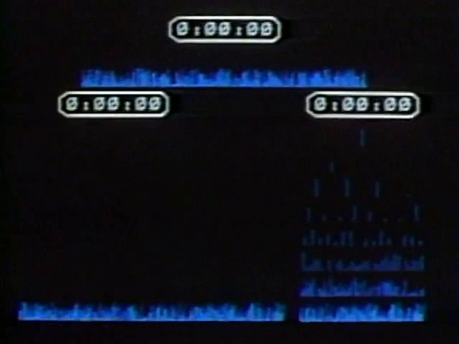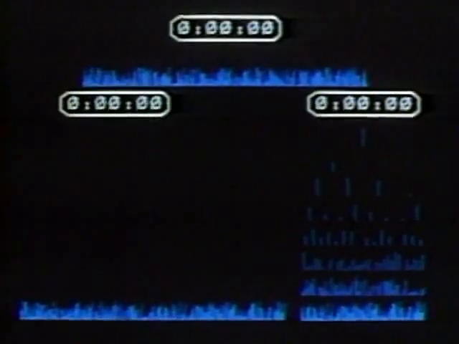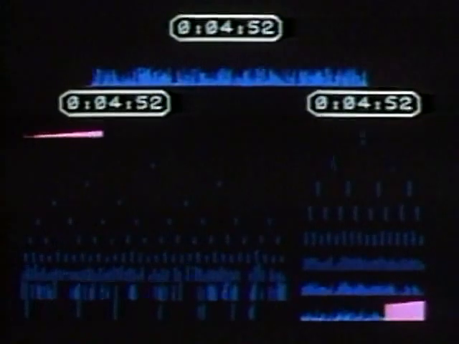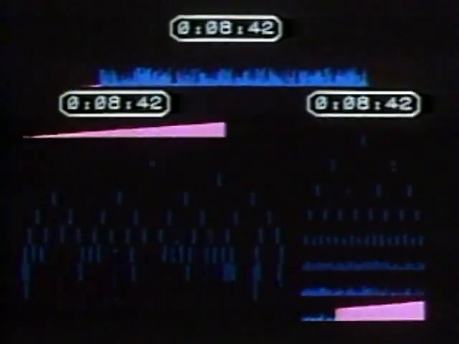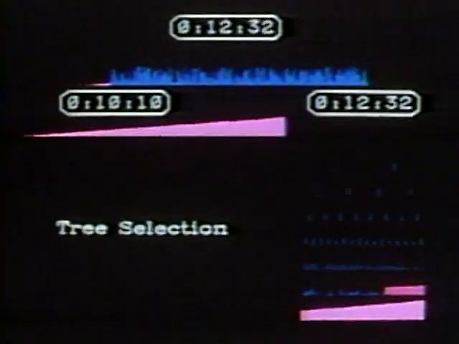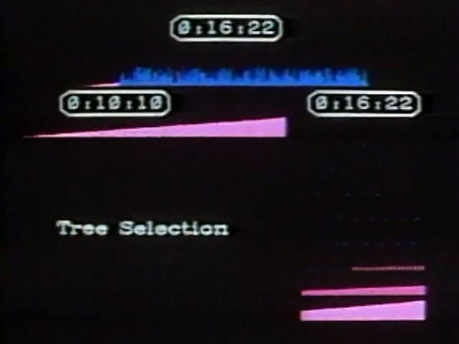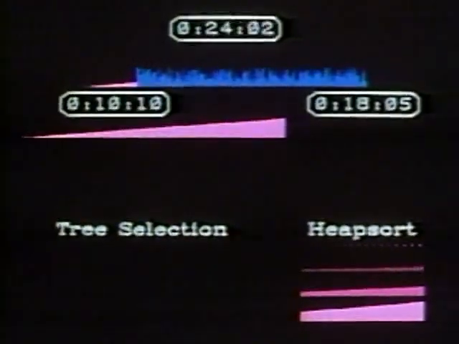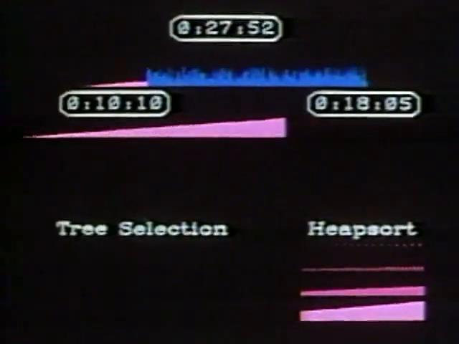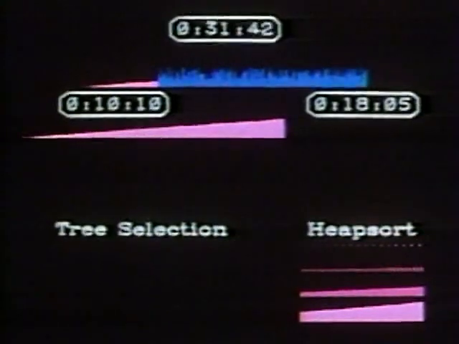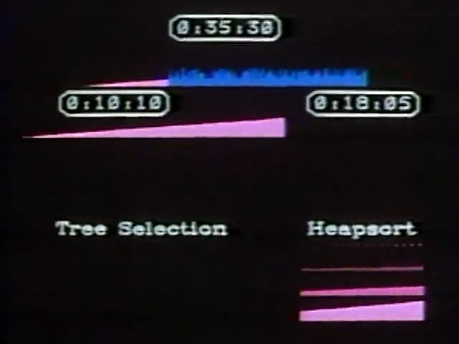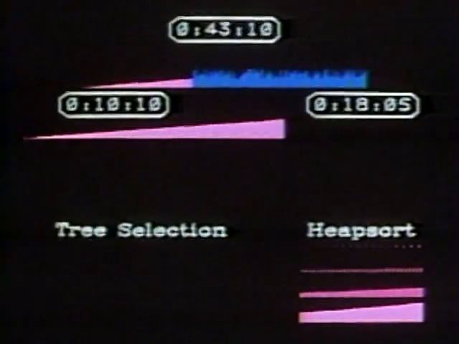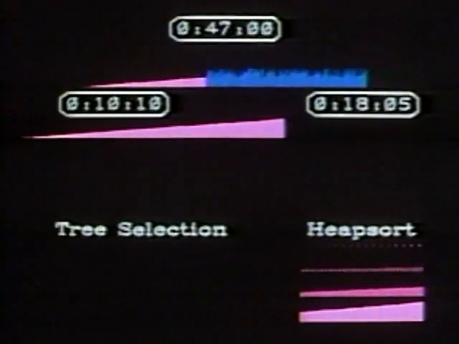And here we go again, with straight selection at the top, tree selection in the lower left, and heap sort in the lower right. If you're getting bored, let this be a lesson about n-squared sorts.